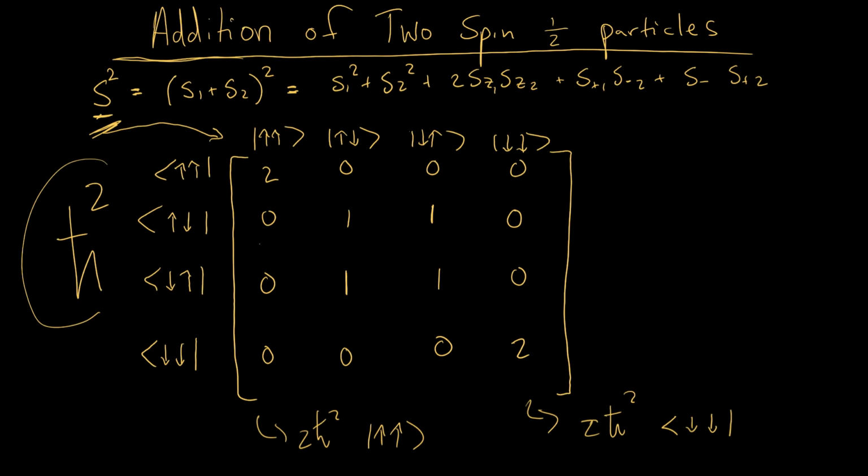Okay, one more thing. Remember that the general eigenvalue for a spin particle of spin s is s times s plus 1, h bar squared. So if this is 2 h bar squared, that means s equals 1. So we can also call these eigenvalues s equals 1, which is how they're more commonly referred to.